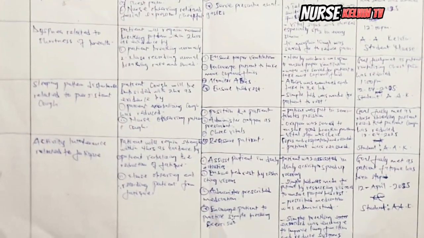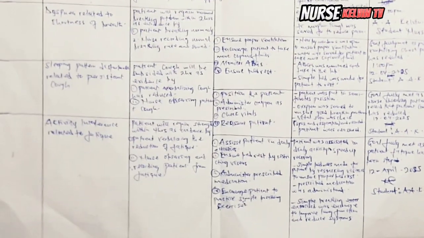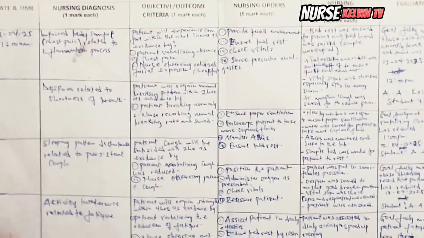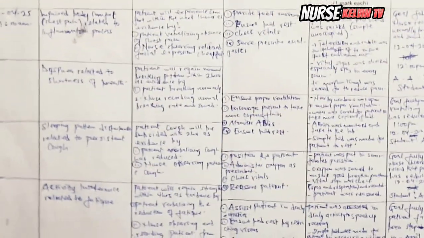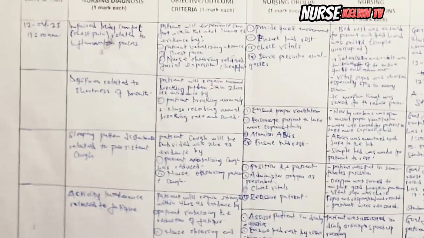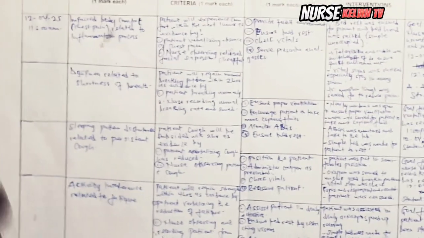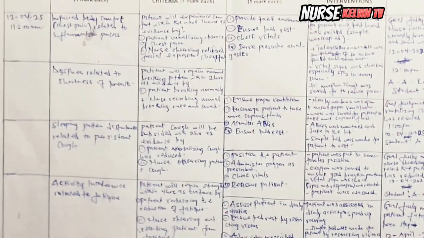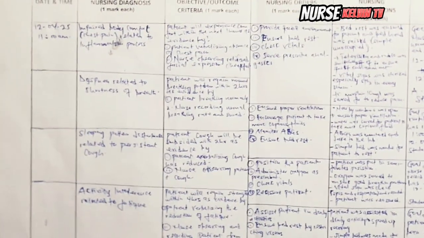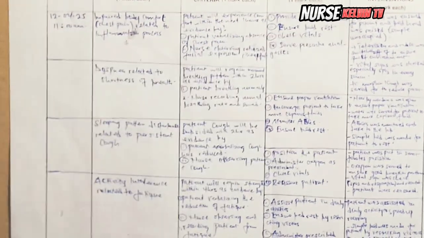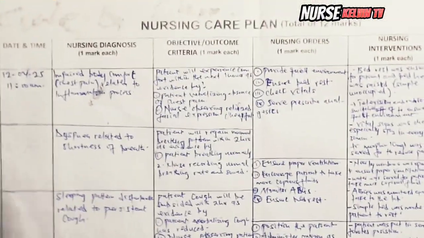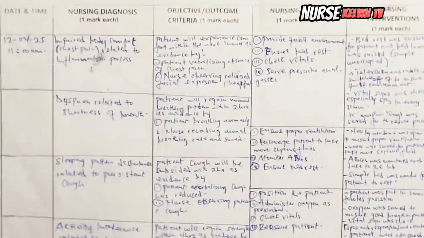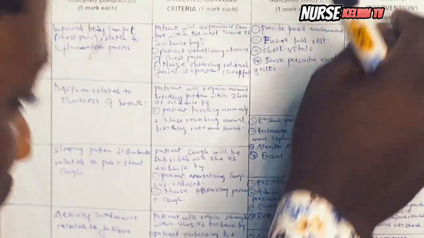So now let's move to the nursing orders. The nursing orders are the things that the doctor has assigned the nurse to do. The nursing orders need to be straightforward. The first one we say is provide quiet environment. In that place you need to write 4, or 3. It depends. But make sure the nursing interventions are 4.